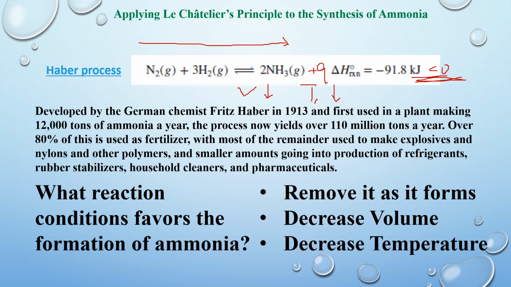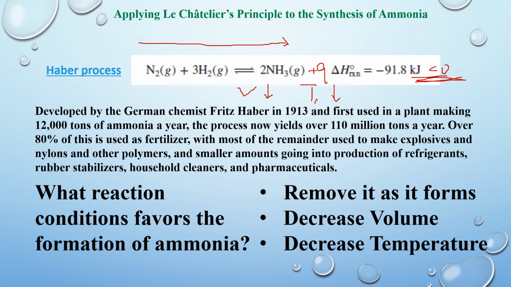So now we know what we shall do to enhance its percent yield, or enhance the formation of it. But if you are the chemical engineer on site and you came up with these 3 strategies, you're going to ask yourself, can I achieve these 3 conditions? If not, what's preventing me from doing so? And so first, think about removing it as it forms. Can I do it? Yeah, I think that can be easily done.